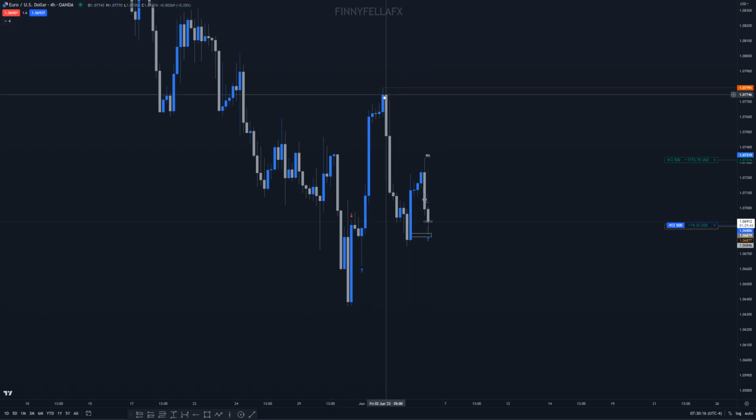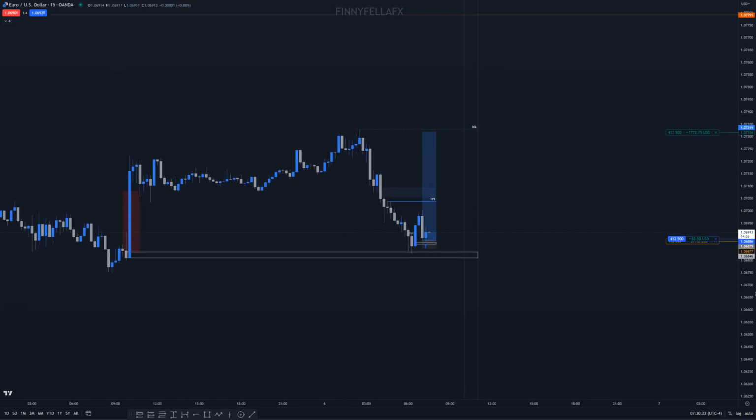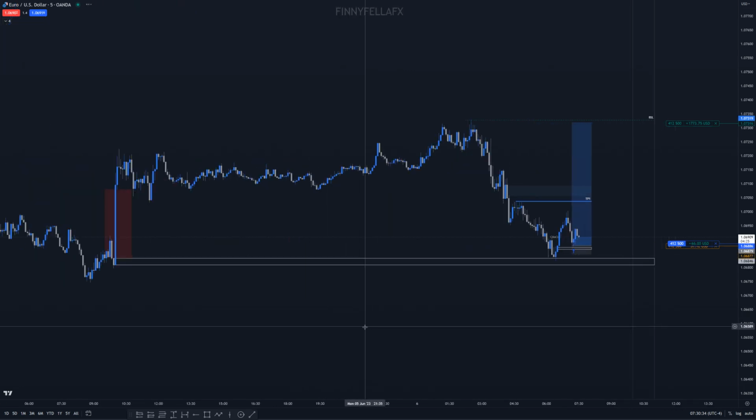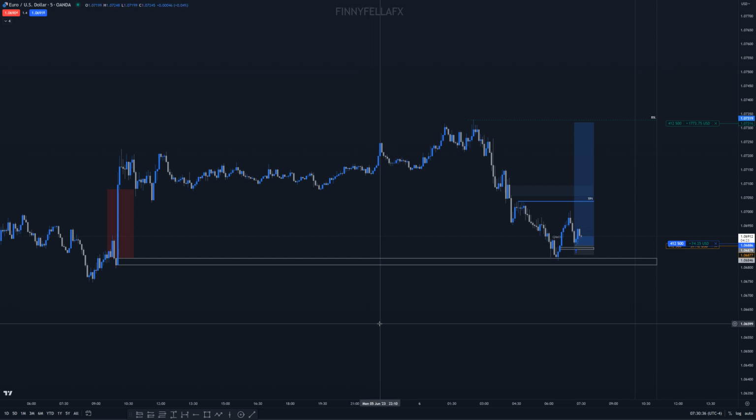So for me, that's us, maybe the market reversing, and I'm going to start looking for buy entries. Then we came up, the market's come back down, it's filled all this imbalance, it's tapped into an order block, whether it be the 15 minute, the 5 minute, you know, you can zoom right down to the 1 minute.